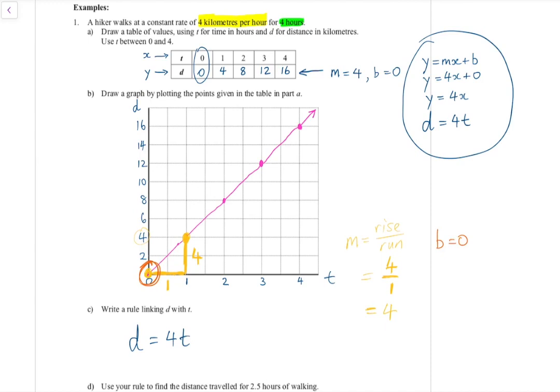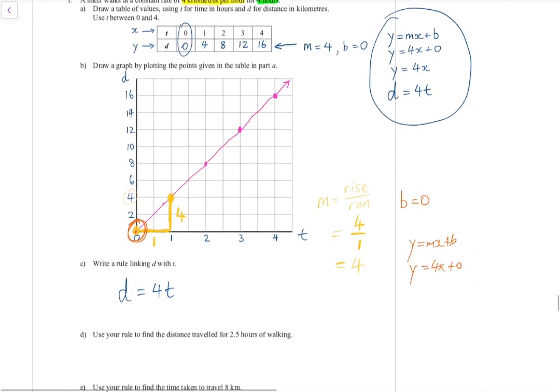So y equals mx plus b becomes y equals 4x plus 0, which is exactly the same as what I got before when I used the table. So it doesn't matter which way you do it, you're going to get the same answer.